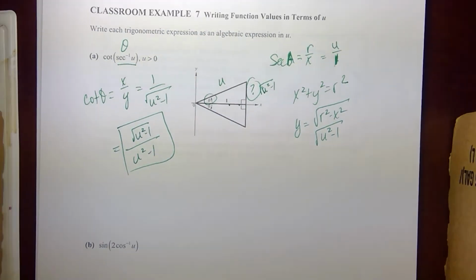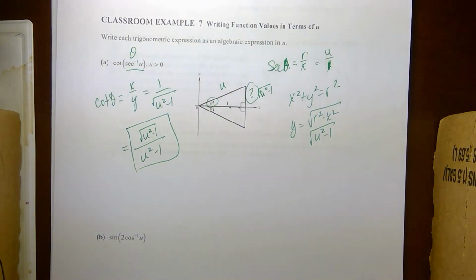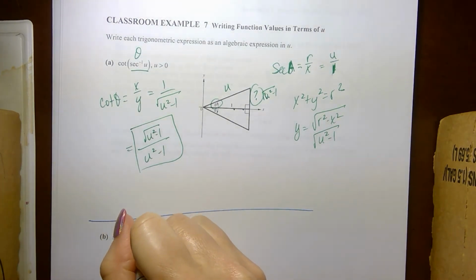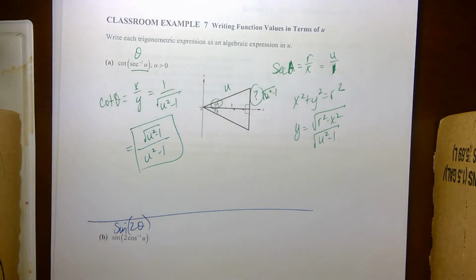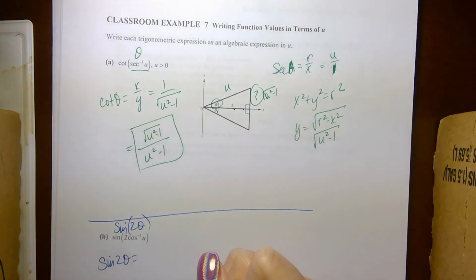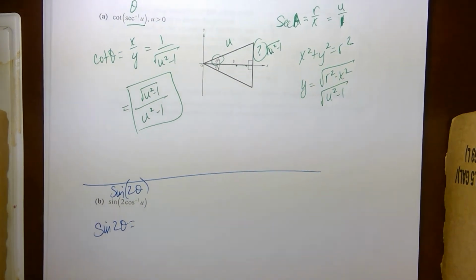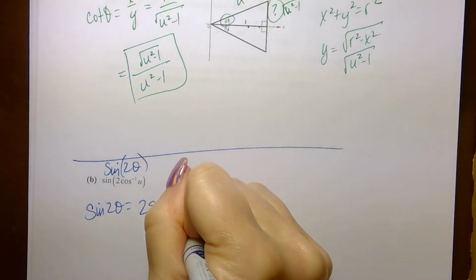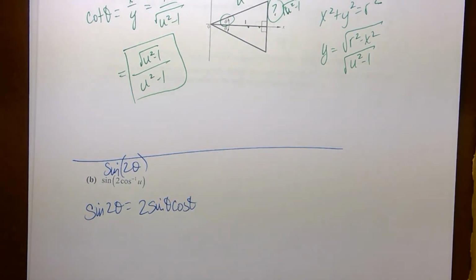Using that same angle. Oh no, this is a different setup. Let's switch gears. I'm sorry. We've got sine of 2 theta. Double angle sine identity. Well, if I look at my identity sheet, my double angle sine identity is 2 sine theta cosine theta. So I need to know both of those things.